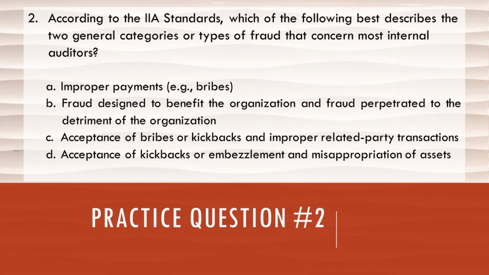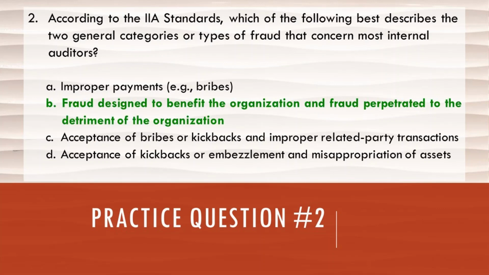So remember, we want the best answer choice, and so there may be multiple choices that could be the answer, but we want the most appropriate one. So when doing your assessments for the CIA exam, remember, think of the most broad, generalized answer choice that encompasses other answer choices. So basically, that is why the answer is B, fraud designed to benefit the organization and fraud perpetrated to the detriment of the organization.